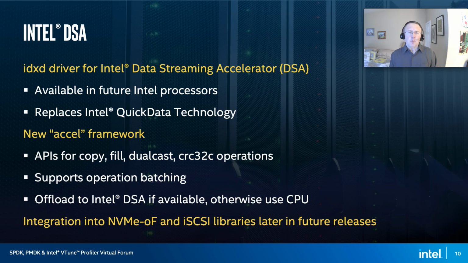And then the next step will be integrating aspects of this into our NVMe over Fabrics and iSCSI libraries in future releases. So for example, one of the things we're going to be starting this next quarter is, for NVMe, using the offload to be able to do header and data digest calculations, so the CRC32C.